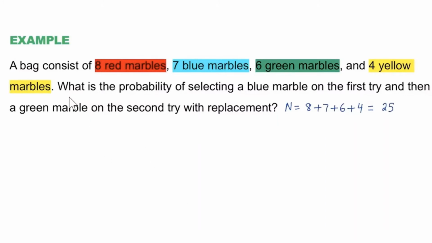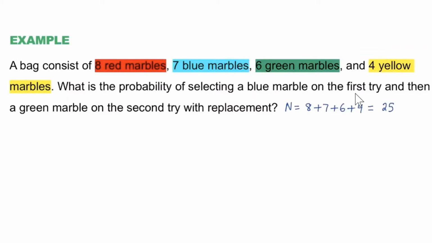Now, the question is, what is the probability of selecting a blue marble on the first try and then the green on the second try with replacement? So here, the events are occurring in sequence. So what we are doing is, we have 25 marbles in the bag. We are not looking at it. We just put the hand and pull the first marble. Okay, we have to find what is the probability of selecting the blue marble in the first.